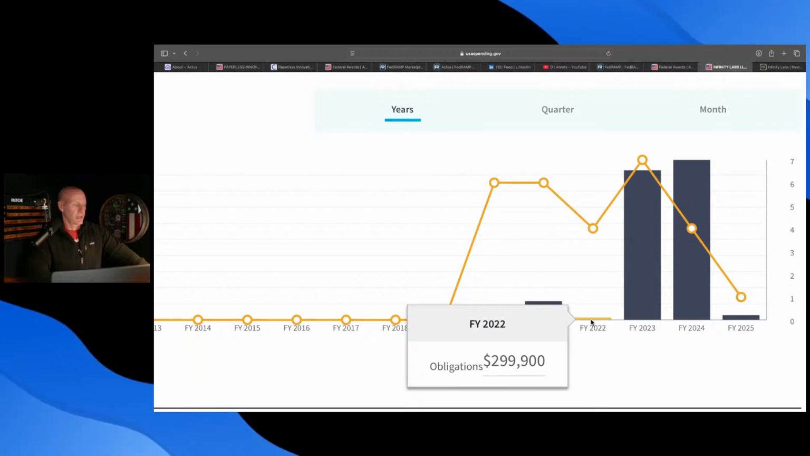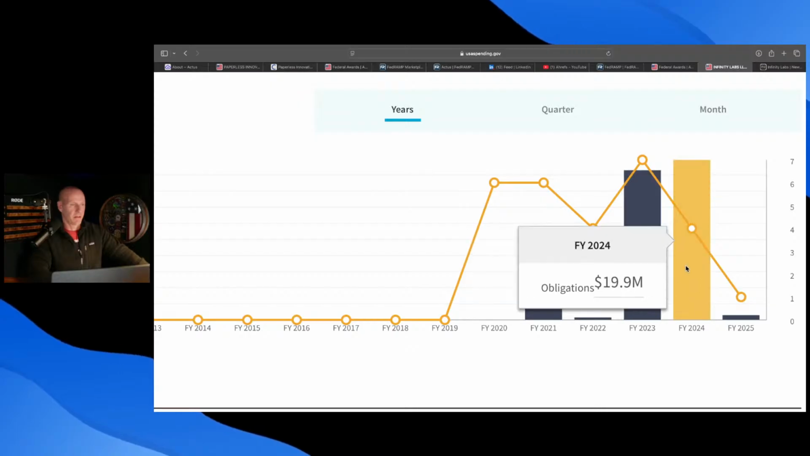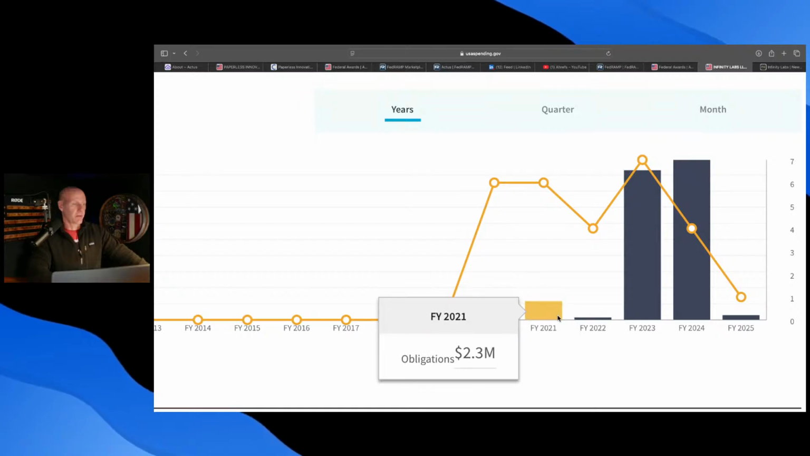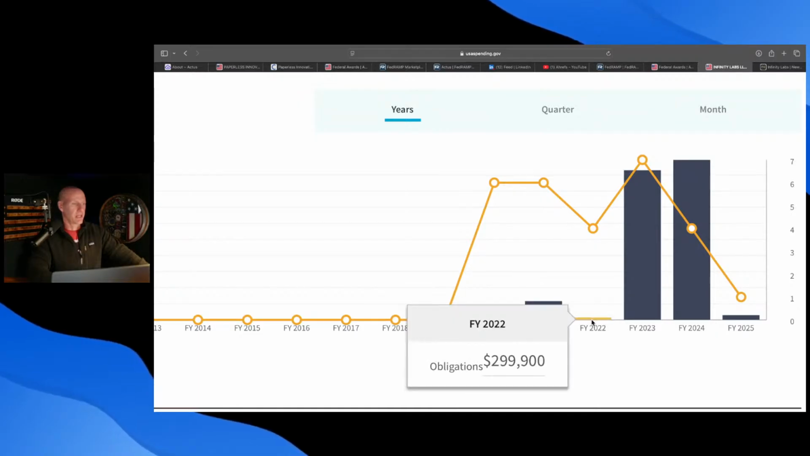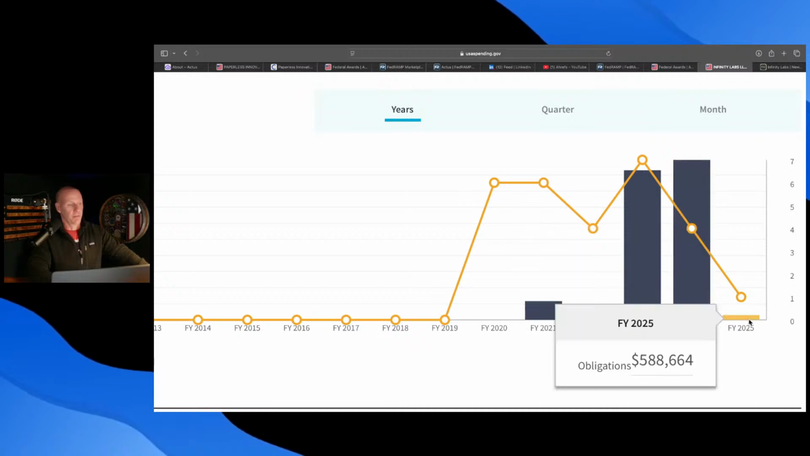Then they get a $300,000 obligation. But look at this. Then in 23, they jump up to 18.6 million. And then FY24, they're at 19.9 million. So clearly doing something right. The government gets a taste of what they're doing here, and bang, bang. FY24, by the way, this remains $500,000 so far. This remains to be seen.